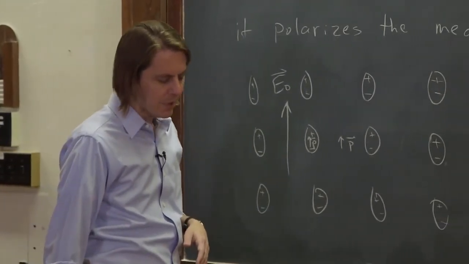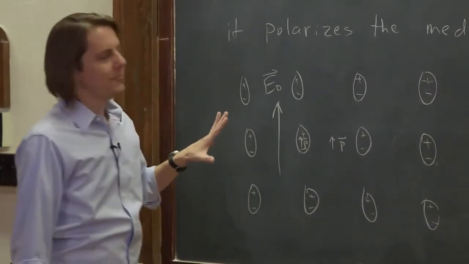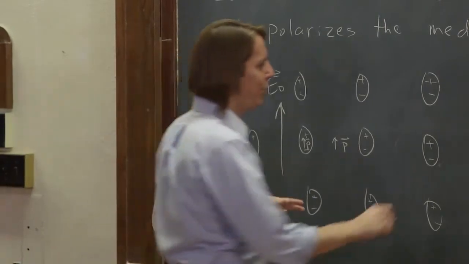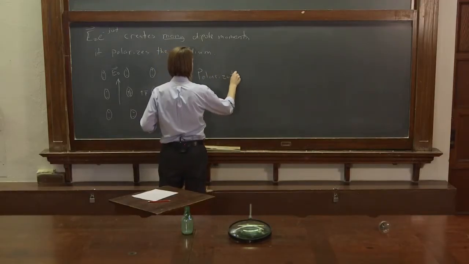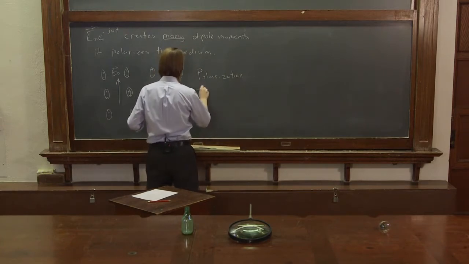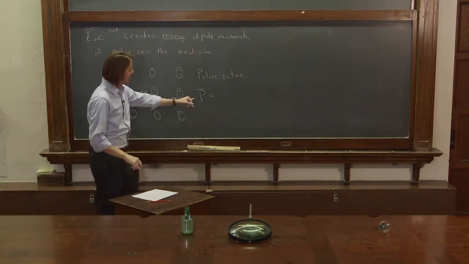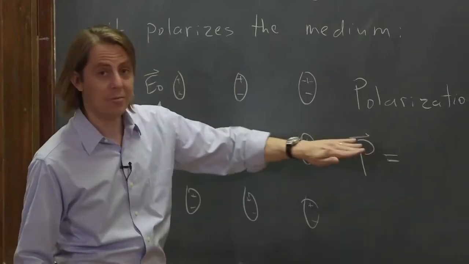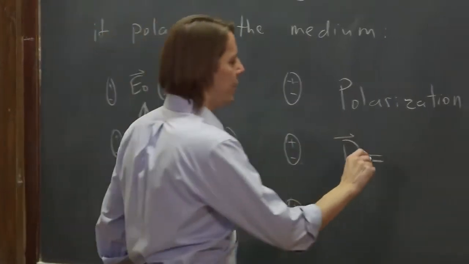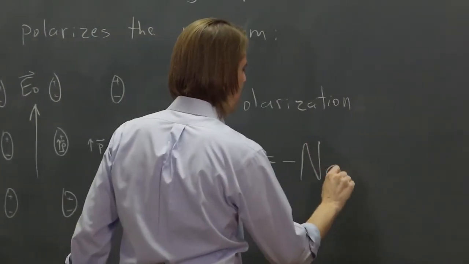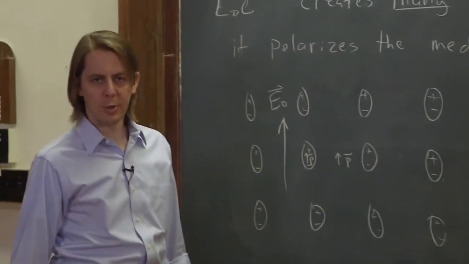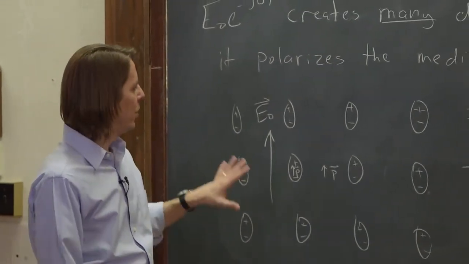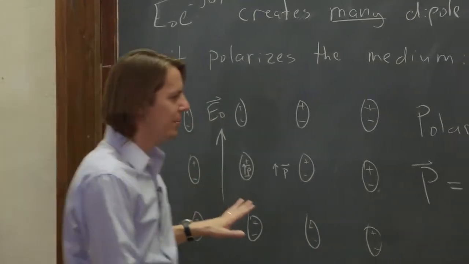All the same. But what we want to do is define a bulk quantity. So we're going to define the polarization, big P. Okay? This is a big P because the bump is above the equal sign. Big P equals minus N e R. Okay, here we go again with our negative signs. So big P is the polarization of the medium.